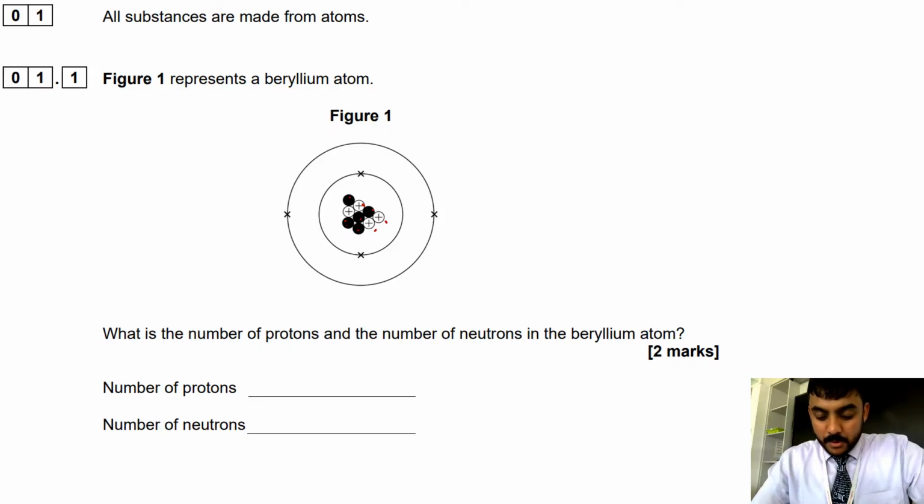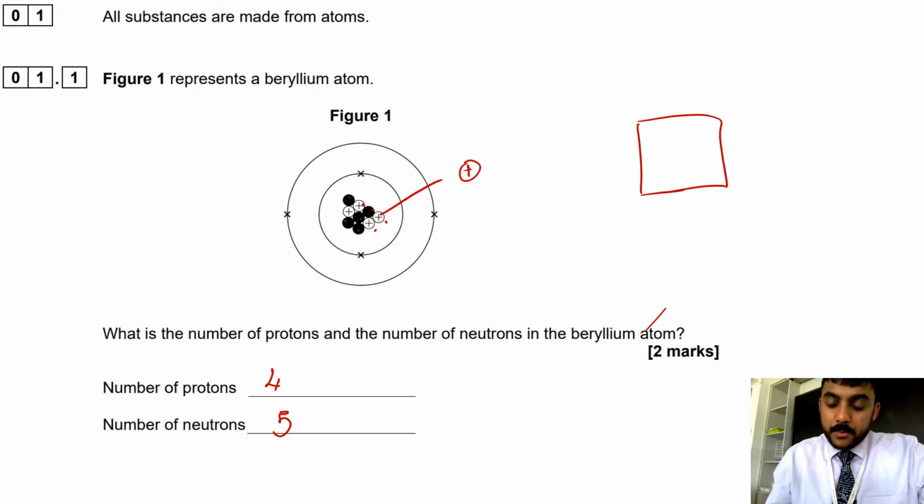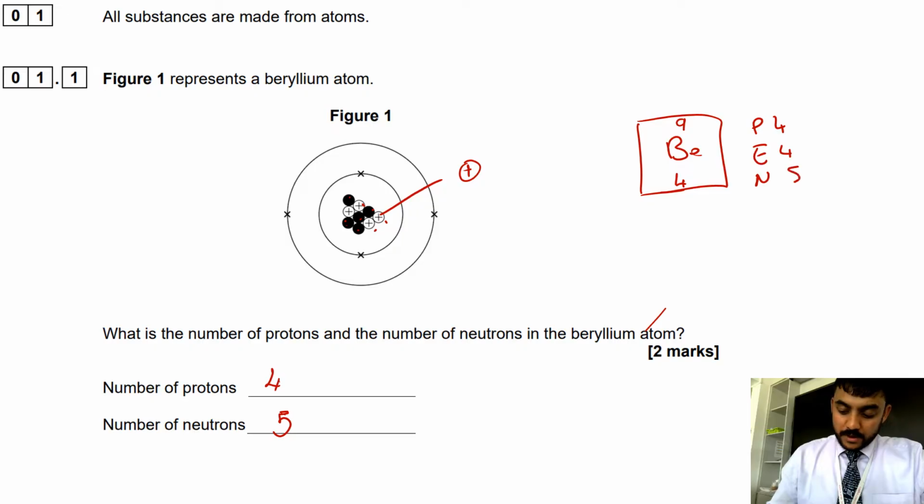How did I know that the protons were the plus signs? Well, the protons have a positive charge, so they are often represented with a plus sign. 4 protons and 5 neutrons. How would I know that beryllium had 4 protons and 5 neutrons without this image? If I look on my periodic table, which is provided for you in your exam, beryllium, Be, has the atomic number of 4 and the mass number of 9. From that we can work out the protons, electrons and neutrons, and it's 4, 4, 5.